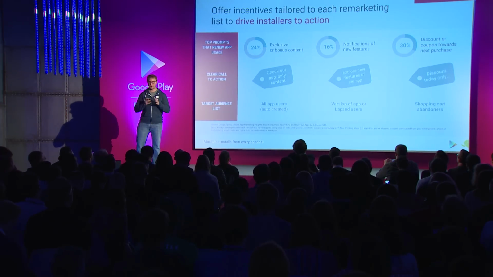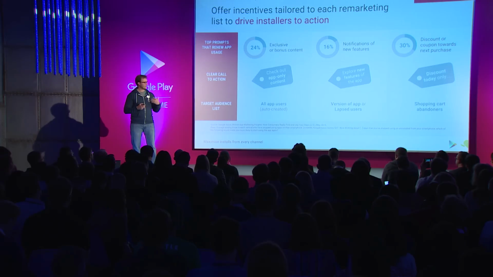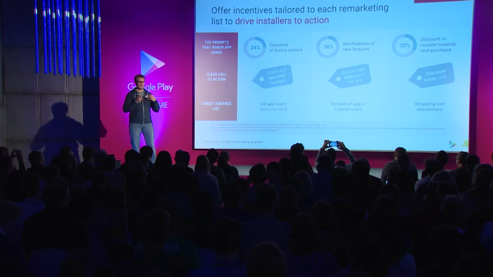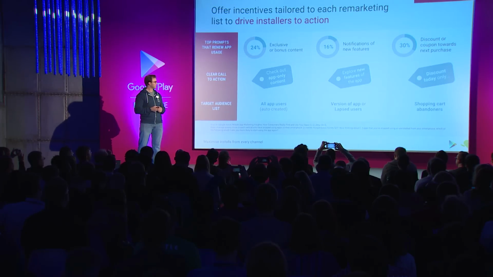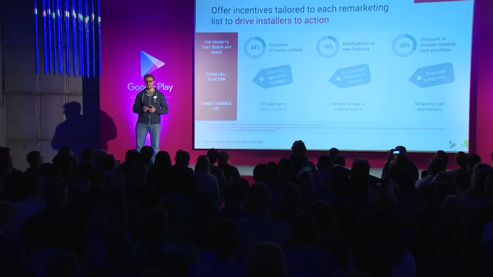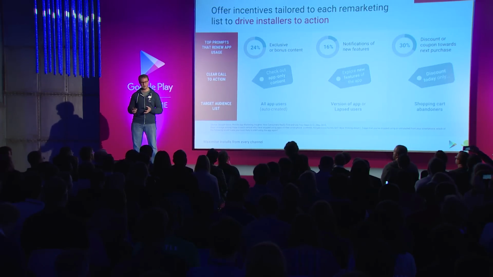So once you've created your list, you understand what your users like. The last piece is tailoring messaging to them. So here are three examples of messages that you could tailor to them. If you're trying to get users to engage with your app, the first thing to do is to deliver to all of them content that can only be accessed or engaged with in the app. The second messaging is for users who may have lapsed and stopped using your app, and you want to get them back in. The best way to do this is to let them know that there are new features within your app that they can take advantage of if they re-engage.